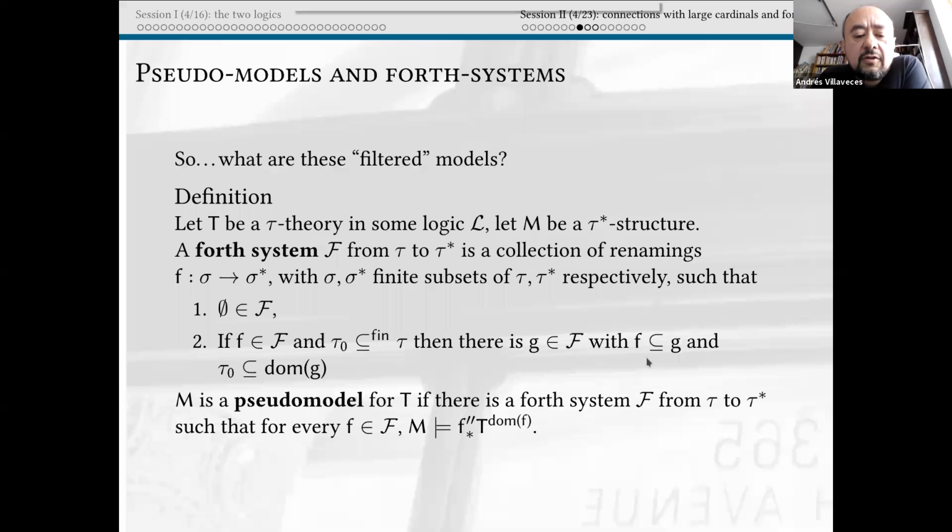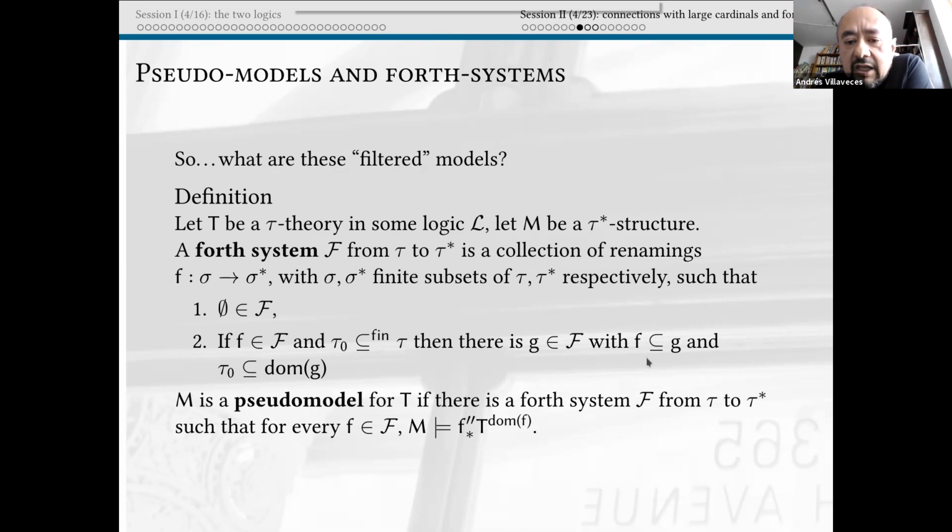So M is a pseudo model of T, or for T. I think they use "for T" in the paper. I'd say "of T", of the theory, if there is a forth system, a way to translate, that has the extension property, such that for every F in the system, M satisfies the direct image of the theory, but restricted to the domain of F. Remember, the domain of F is some finite set. So the theory might only have some symbols. You just look at the theory on those symbols, and then you map it, and then you say, well, M is a model on that side.